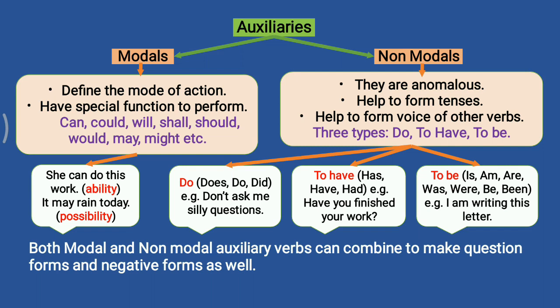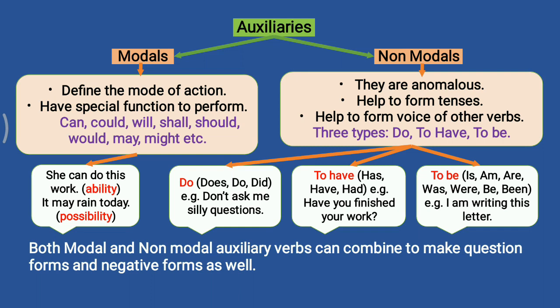On the other hand, non-modals, they are anomalous. They help to form tenses and they help to form the voice of other verbs. There are three types of non-modals, that are do, to have and to be. These three types have different forms such as do, it includes does, do, did.